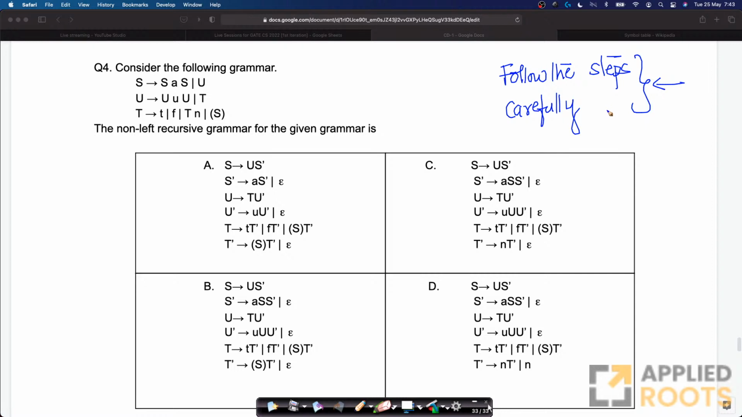Compiler design questions typically tend to be easier in GATE. There will be very few medium or hard questions typically in GATE. Most questions are easy, some of them can be lengthy. Again, most of these questions are based on previous year GATE questions.